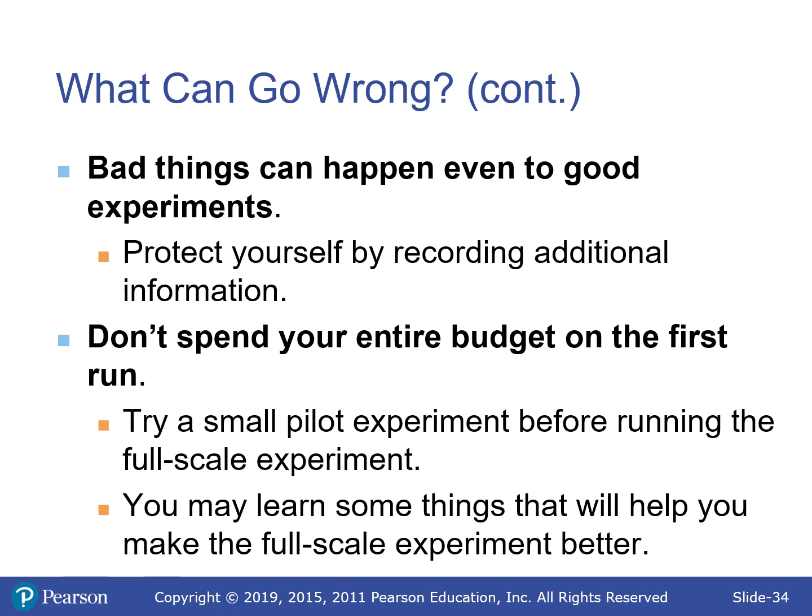Bad things happen even to good experiments. I mean, things can happen. Sometimes you get flukes, sometimes you're just recording all the wrong stuff and you're missing the big picture. Lots of stuff can happen. Don't spend your entire budget on the first run because you might not see a lot of things. You might get halfway through an experiment and think, oh man, I wish that I would have done this instead. So do a small one first. It's kind of like doing that pilot survey to see if you get any responses that you weren't expecting. Then you can adjust for that.